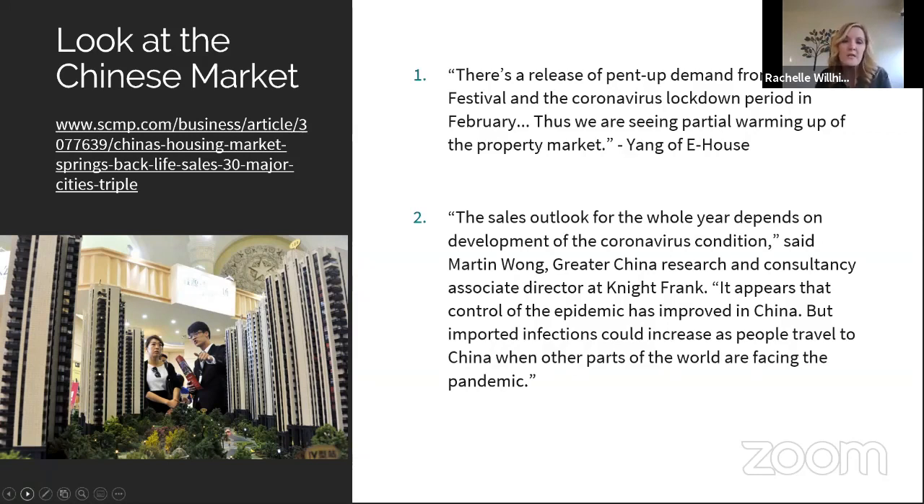And that your brokerage is giving you helpful data to help a buyer or seller make a decision. I love the other point he made. The sales outlook for the whole year depends on the development of the coronavirus condition, said Martin Wong of Greater China Research. It appears that the control of the epidemic has improved China, but imported infections could increase as people travel to China when other parts of the world are facing the pandemic.